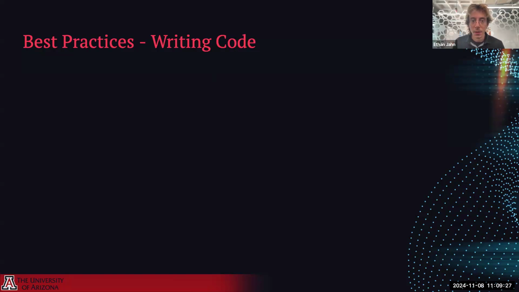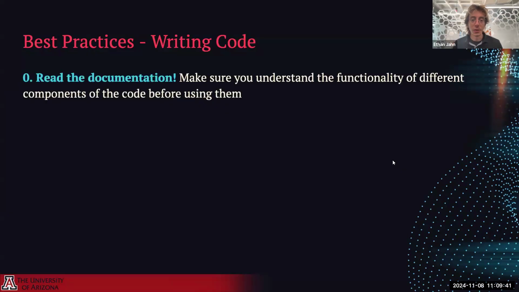All right. So when we're writing our code, so this is if we are directly writing our scripts, managing, writing the pieces of code that are actually going to run on the HPC. First is read the documentation. You might see this repeated in a few places, and I'm zero indexing this because this should always be implicitly the first thing that you do no matter what.